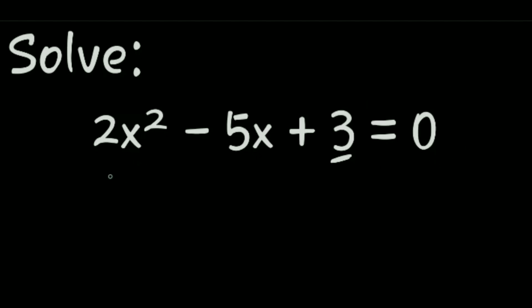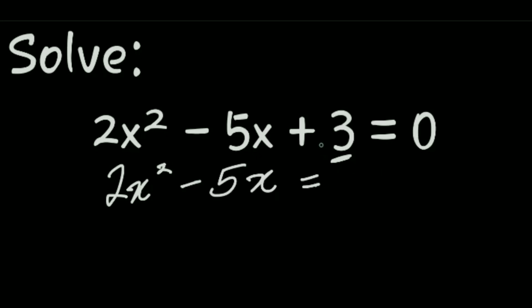And so, when we do that, this will be 2x squared minus 5x equals, when you take plus 3 to the other side, it is minus 3. And so, the next thing is, ensure that the coefficient of the quadratic term is plus 1. The coefficient of the quadratic term here is plus 2, and so you need to make it plus 1. To make it plus 1, you divide through by whatever the coefficient is.